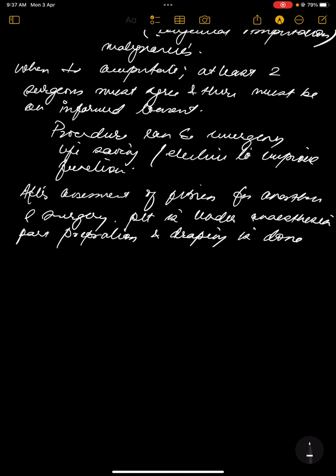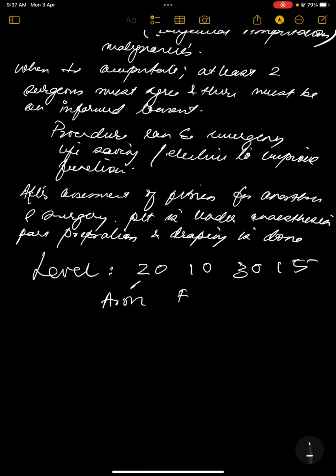The level of amputation is decided. Basically, it is 20, 10, 30, 15. 20 is arm, 10 is forearm, 30 is thigh, and 15 is leg. So this is in centimeters. And this is the level of bone section.